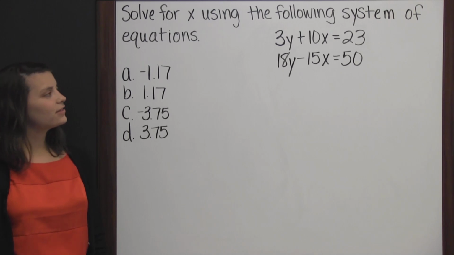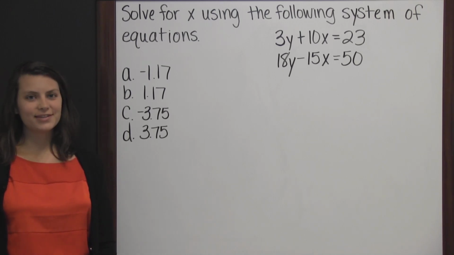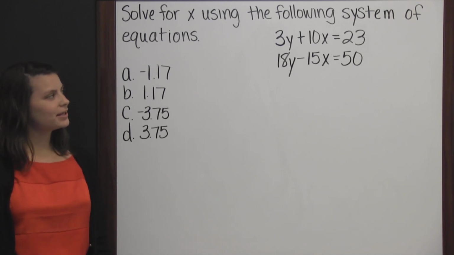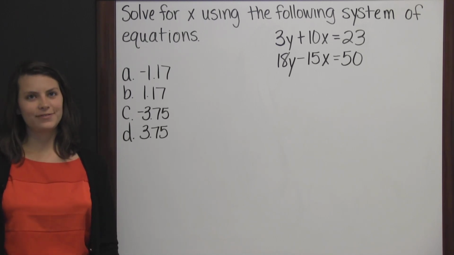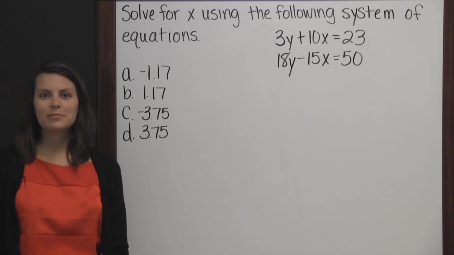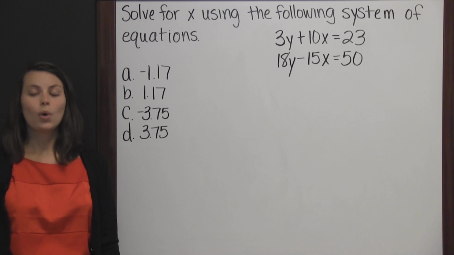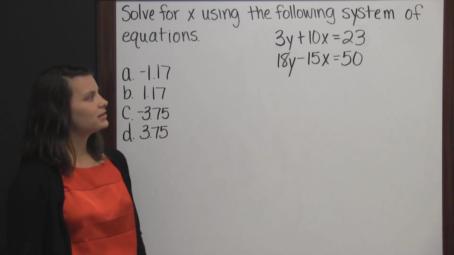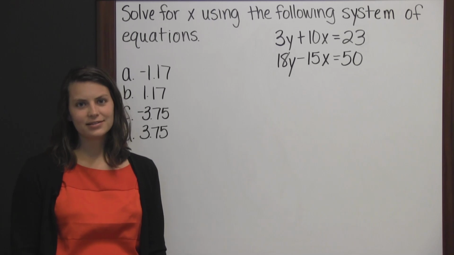Solve for x using the following system of equations. 3y plus 10x equals 23. 18y minus 15x equals 50. There are many different ways to solve a system of equations. One is by graphing. You would graph the two lines and then see where they intersect.